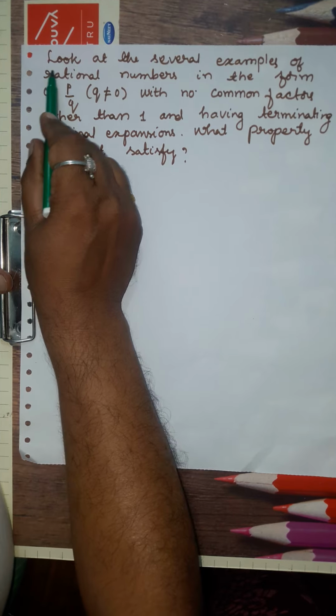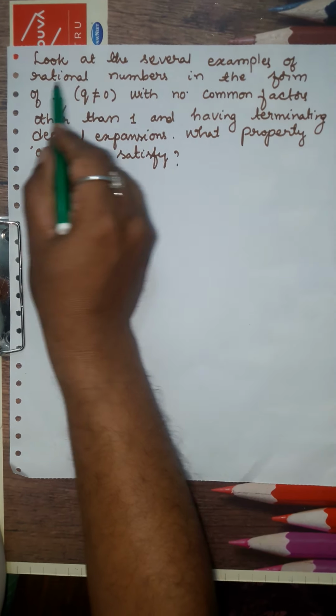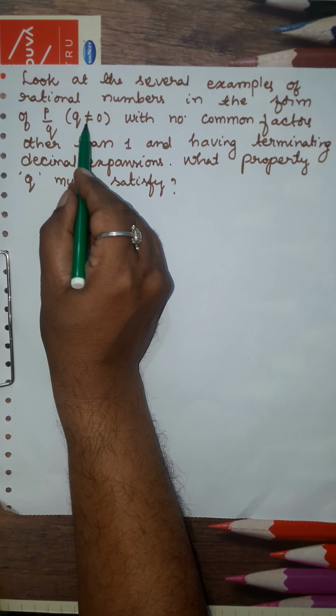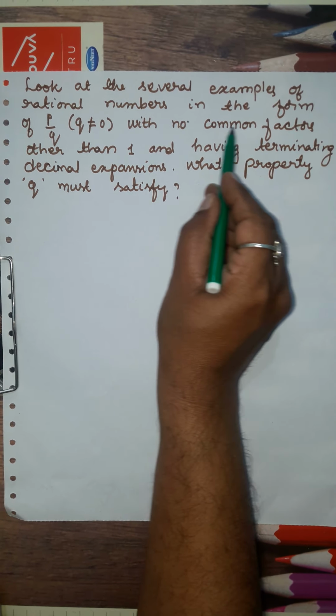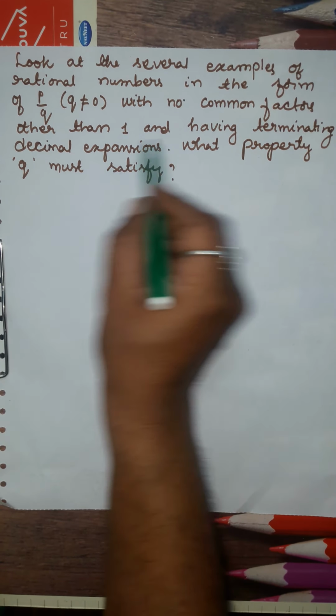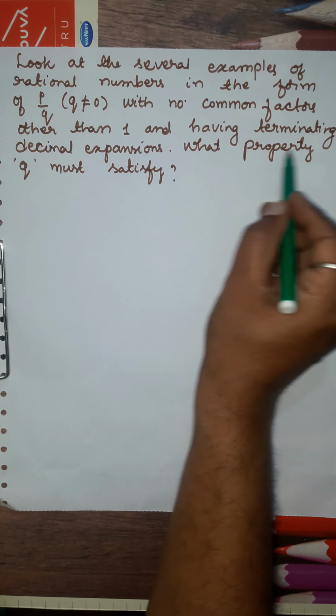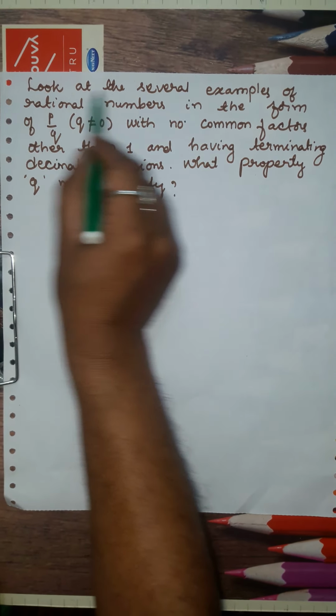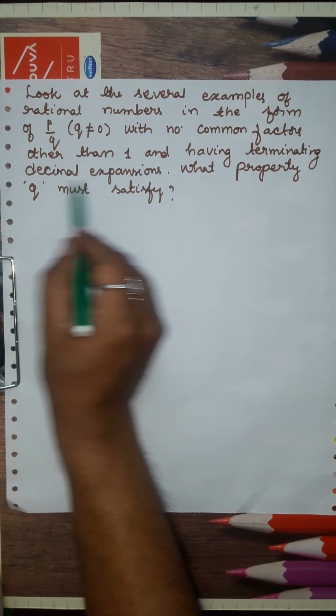Dear students, look at the several examples of rational numbers in the form of p by q, where q is not equal to 0 with no common factor other than 1 and having terminating decimal expansion. What property must q satisfy? So this is a problem.